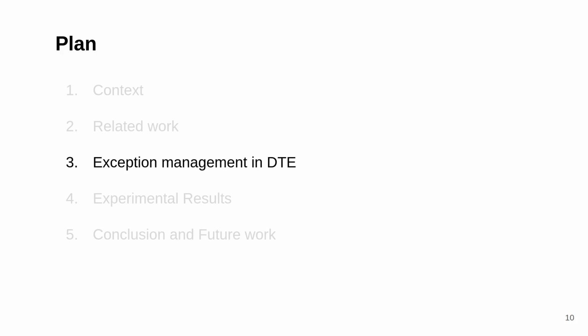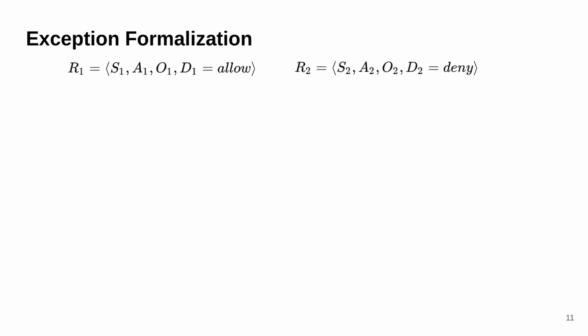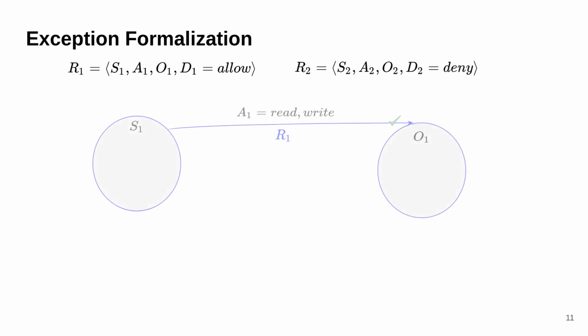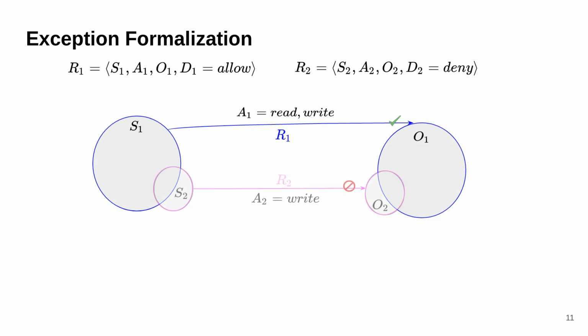Let's move now to the third part in which I will present our contribution. Let's start by the exception formalization. Given a rule R1 that states that the subjects in S1 should be allowed to perform the actions in A1 on the objects in O1, and a rule R2 stating that the subjects in S2 should not be allowed to perform the actions in A2 on the objects in O2.